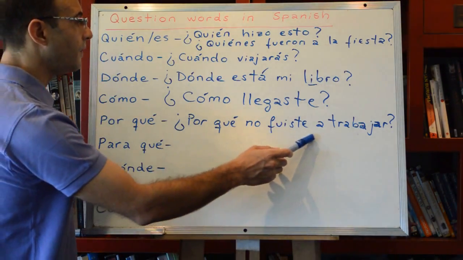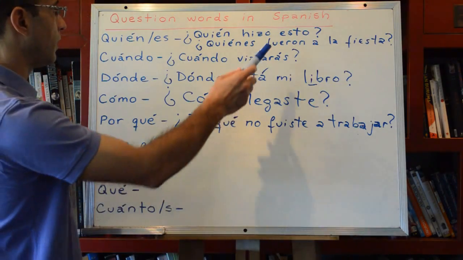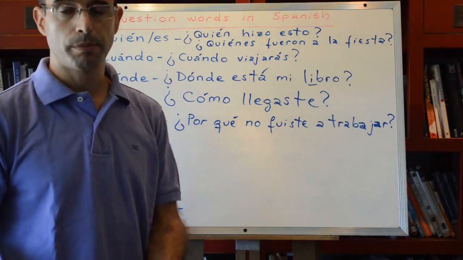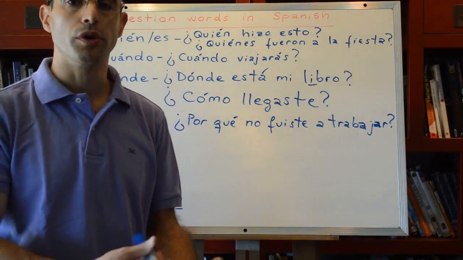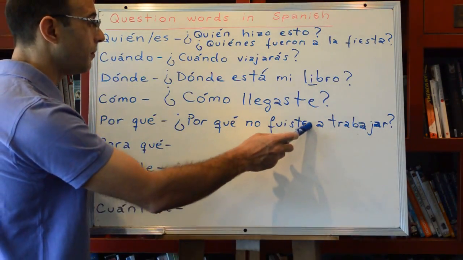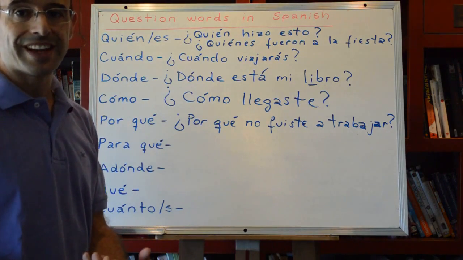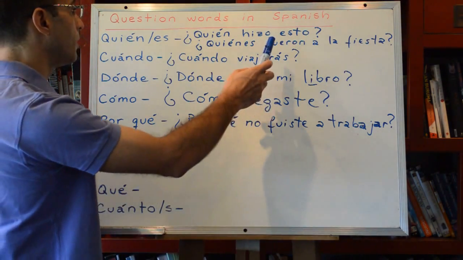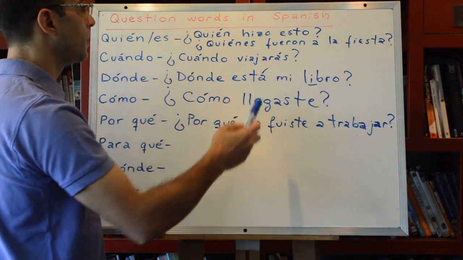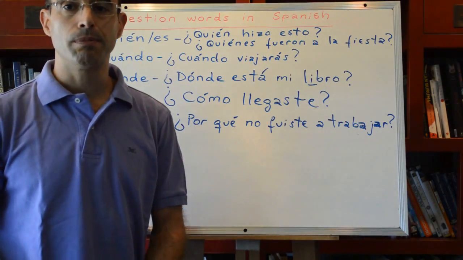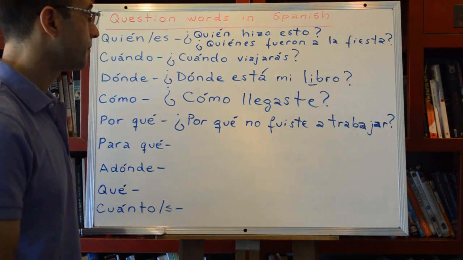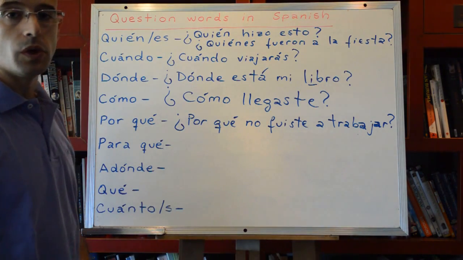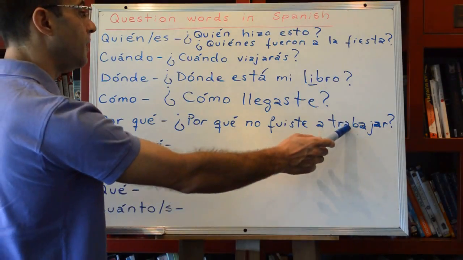Right? Fuiste, as you can see, fueron. Fuiste is also the past tense, simple past for the verb ir, the verb to go. Only that fuiste is the conjugation for second person in the singular for tú or you, while fueron is for third person in the plural, for they, right? Good. ¿Por qué no fuiste a trabajar? Why didn't you go to work? Trabajar means to work.